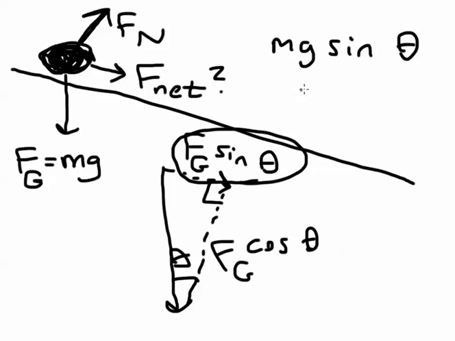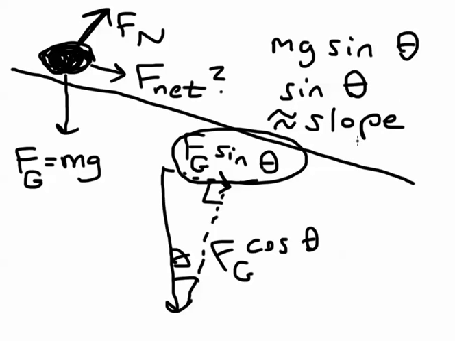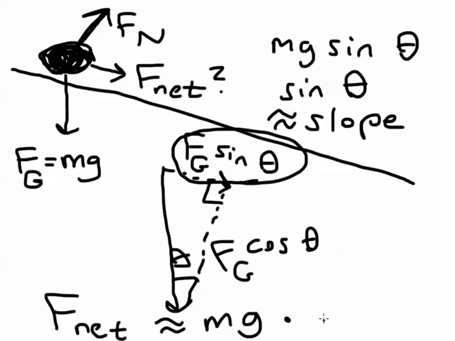Another interesting fact that I won't prove is that sine theta is about equal to the slope of the hill. That is true as long as the hill is not too steeply sloped. But most hills that you would walk up and down, or that a ball would roll down, are not too steeply sloped. So what we have then is that the net force on the ball is about equal to mg times the slope of the hill.